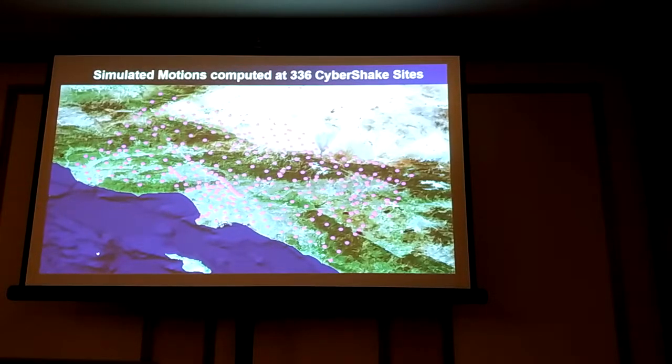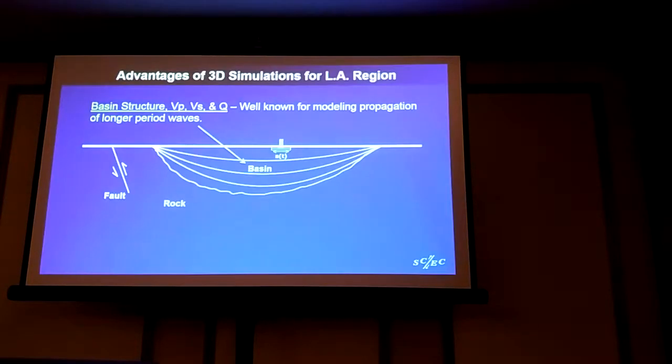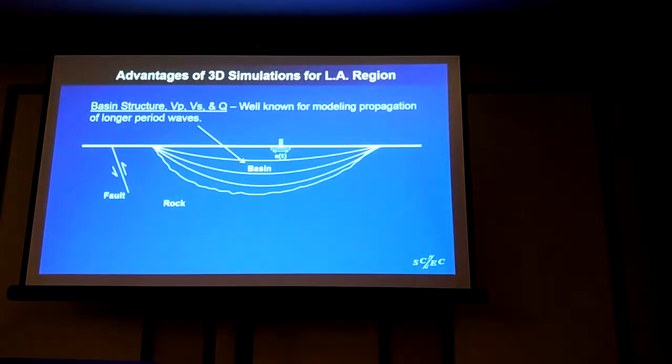These sites are shown here, and they cover portions of Ventura County, Los Angeles County, western parts of San Bernardino and Riverside counties, and most of Orange County. So this area covers most of the population of Southern California. So the advantages of the 3D simulations for the Los Angeles Basin. Originally, we started this as a pilot project, and we picked Los Angeles because the 3D basin structure, that is the P-wave velocity, S-wave velocity, and the attenuation structure, the Q structure, is well known for the modeling of these longer period waves, which are of interest.